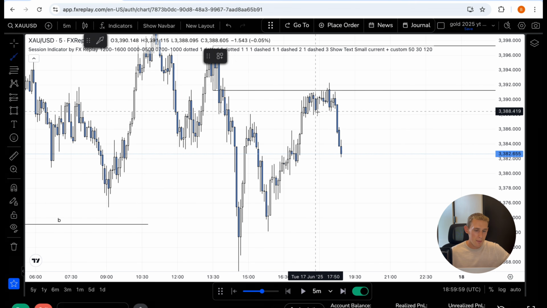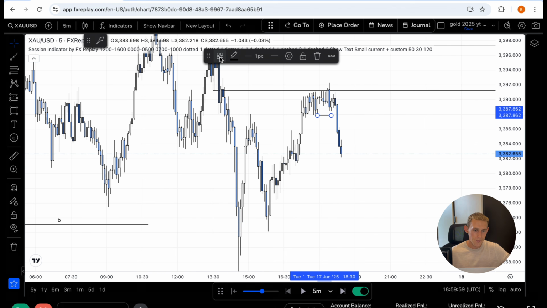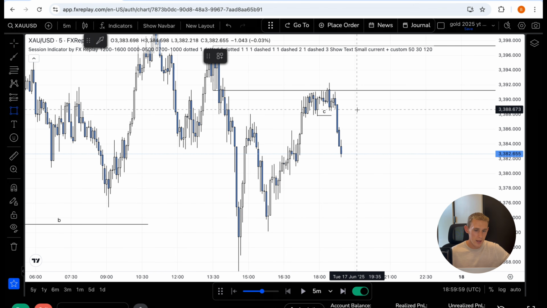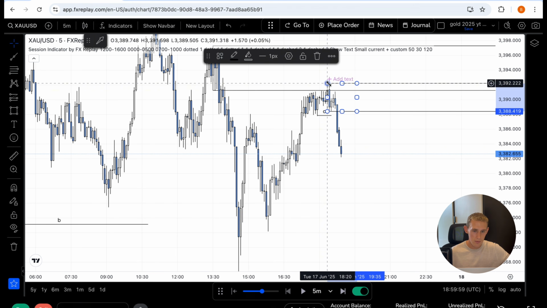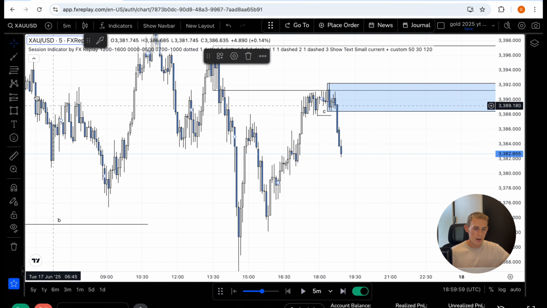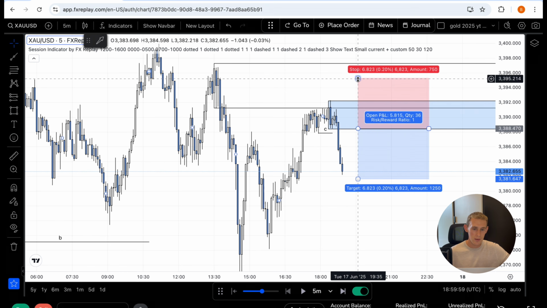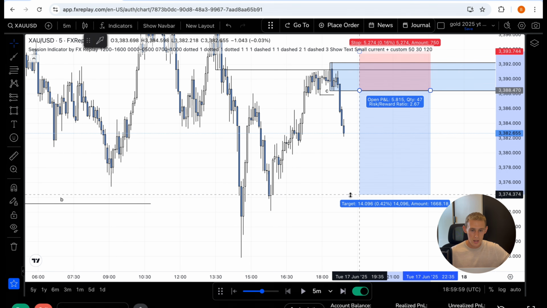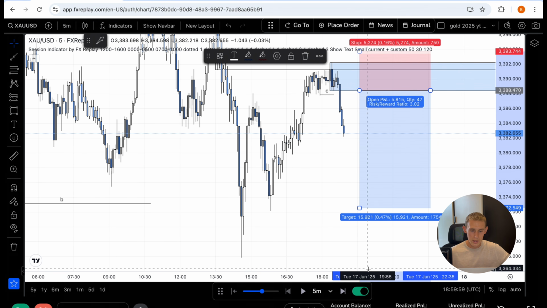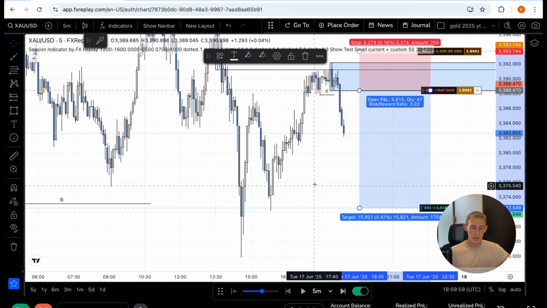Yeah, we've got our M5 change of character as well, just here, with an area of imbalanced supply. So if price can retrace into this area, I would be willing to sell from here. Slightly risky because it is a bit against the overall trend, but that's fine. We're obviously up a decent buffer anyway, so we're just risking profits at this point.